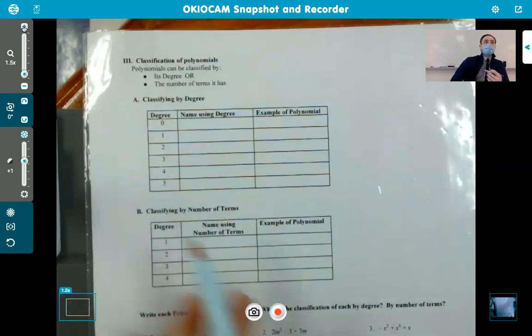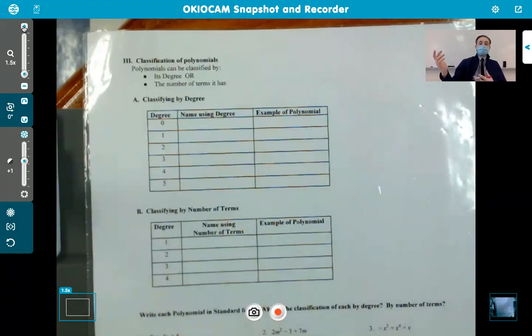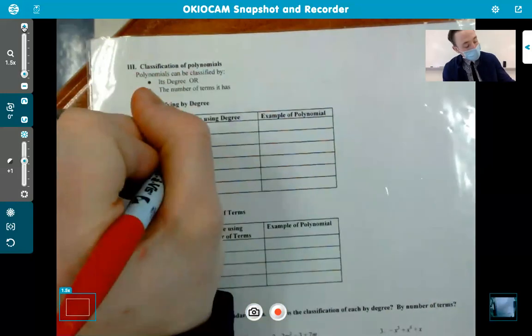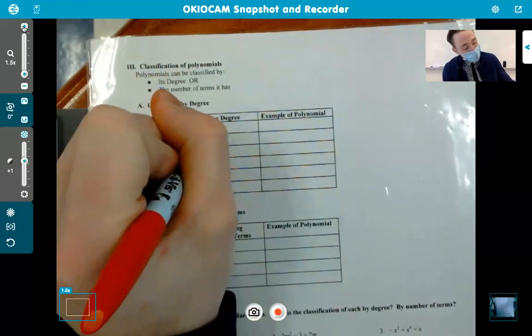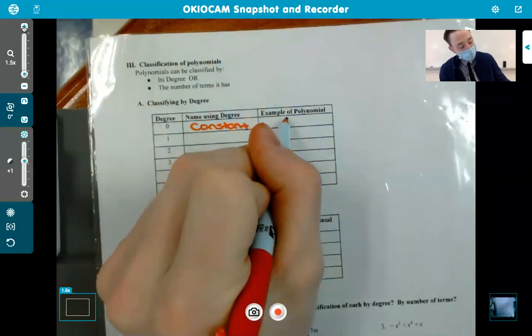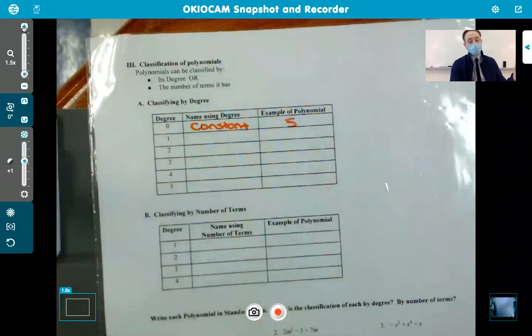If it has degree 0, remember, if it's x to the 0 power, that's just 1, right? Anything to the 0 power is 1. Well, if there is no variable involved, and it has degree 0, this is just a constant. So an example would just be 5, right? A polynomial, it's just a constant. It's just any number. We talked about that on the first page.